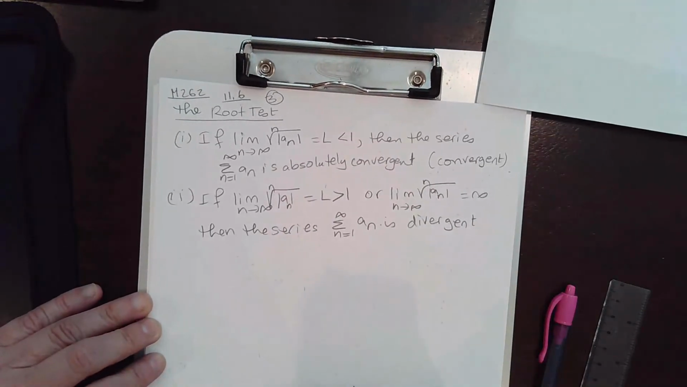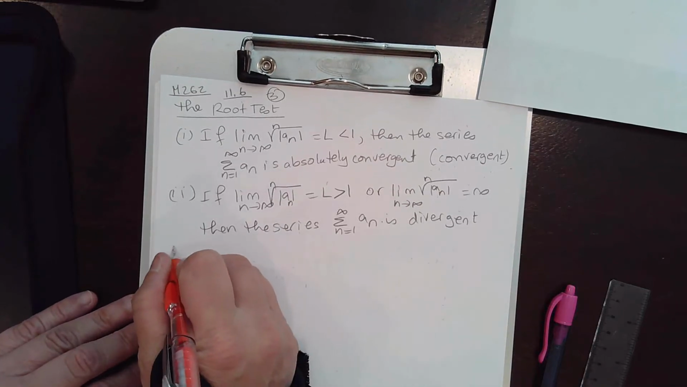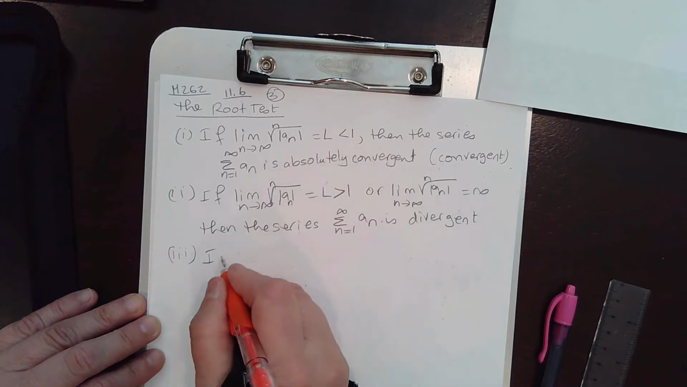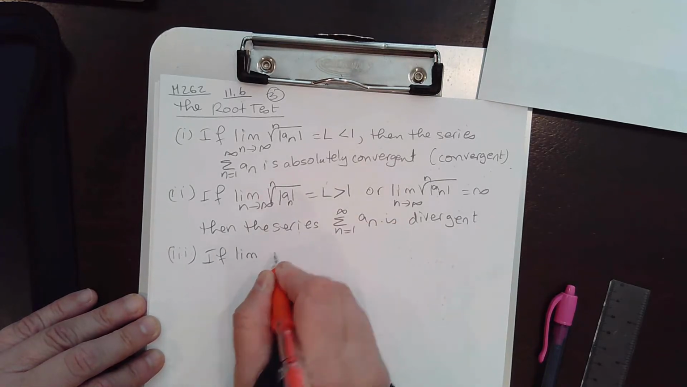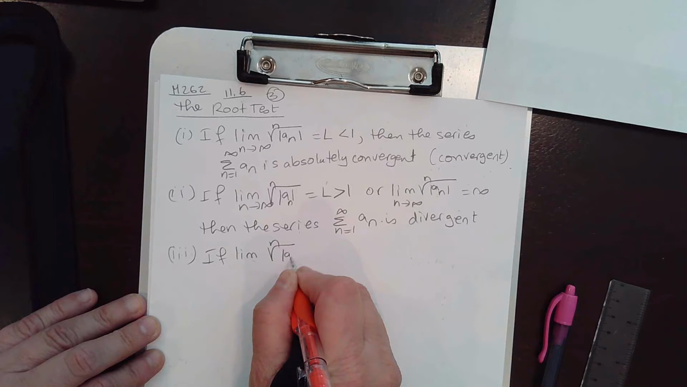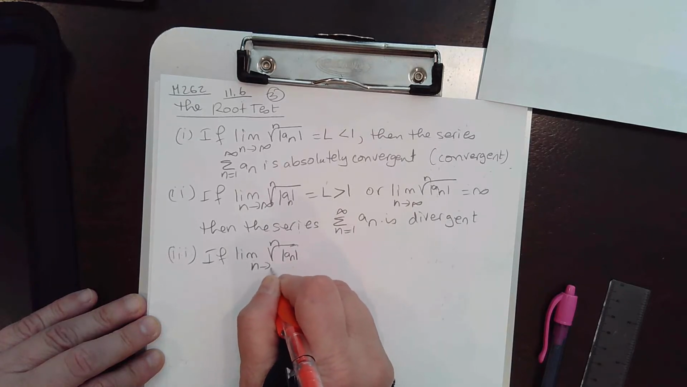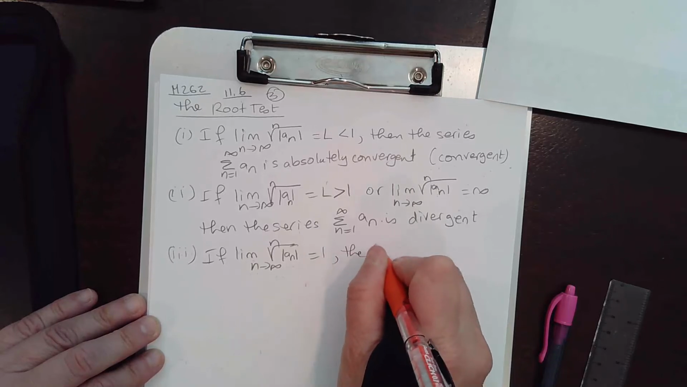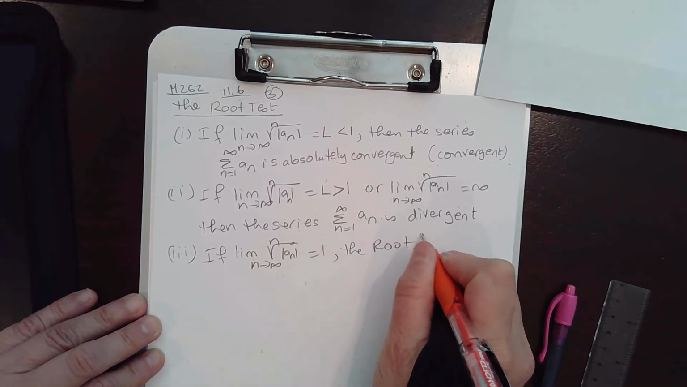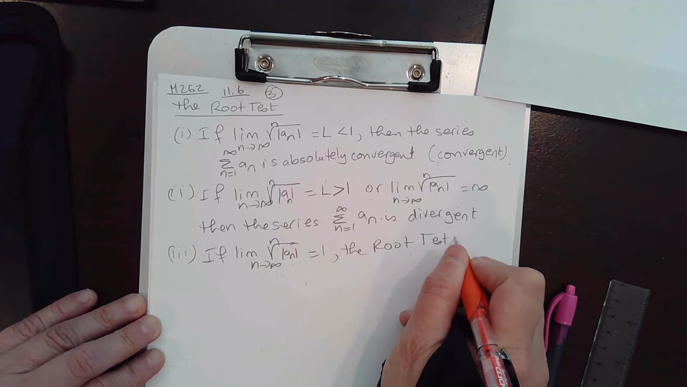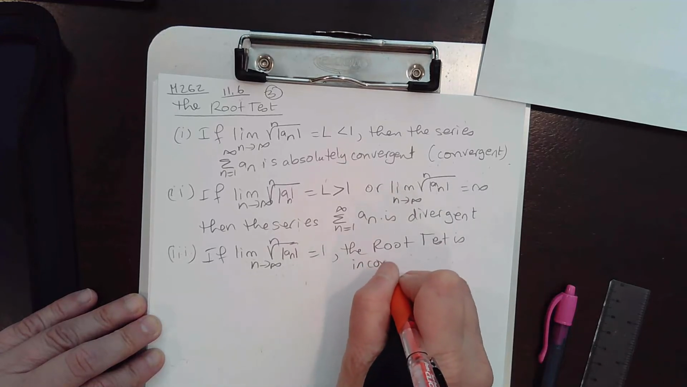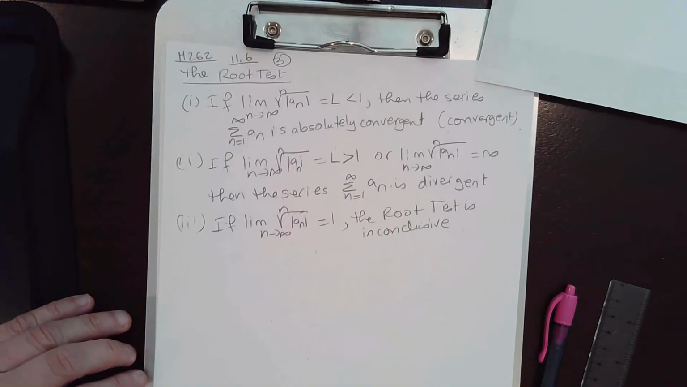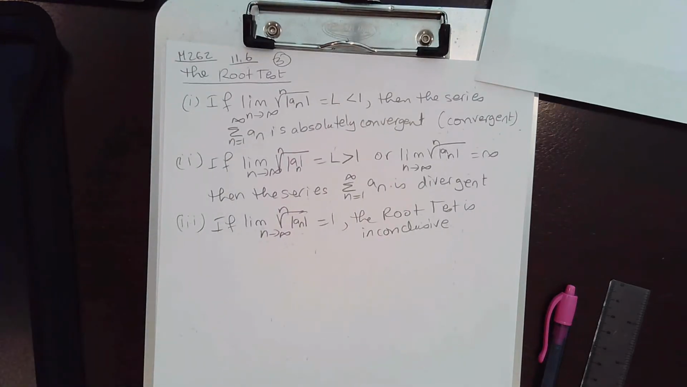And the third part is when it's inconclusive, and you guessed it, if it's equal to 1. If the limit equals 1, the root test is inconclusive. Okay, so let's go ahead and do a few problems.